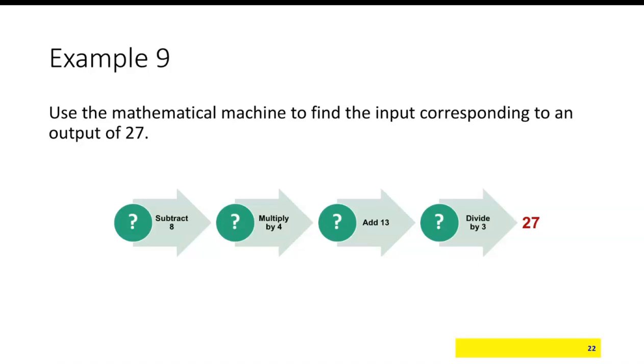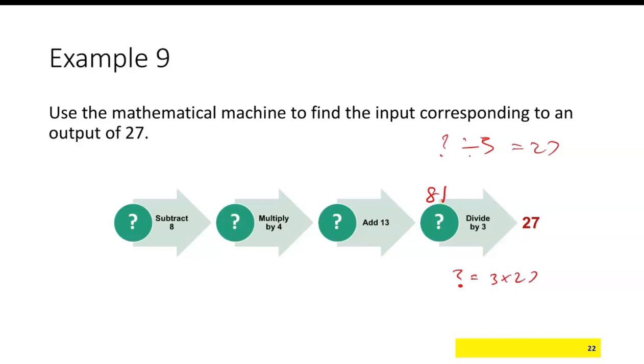So what I want is something divided by 3 is equal to 27. So think of reverse. If something divided by 3 is 27, then that means that something has got to be 3 times 27. So that means that 3 times 27 is 81. So I would be 81 right there.